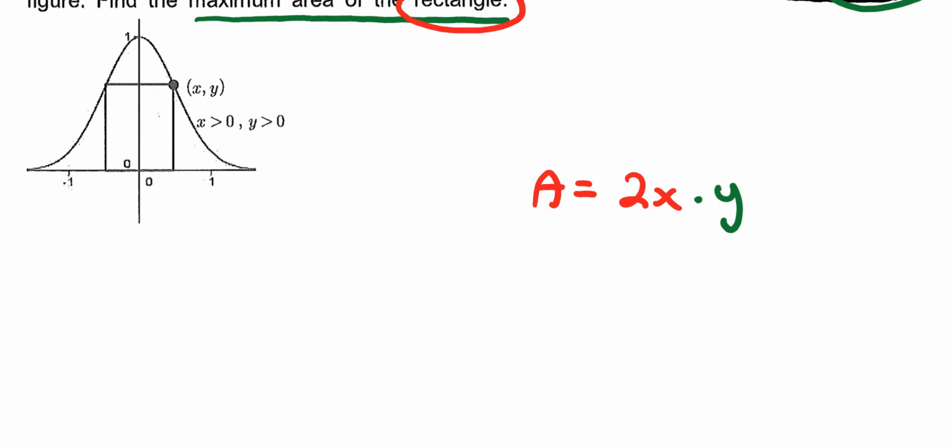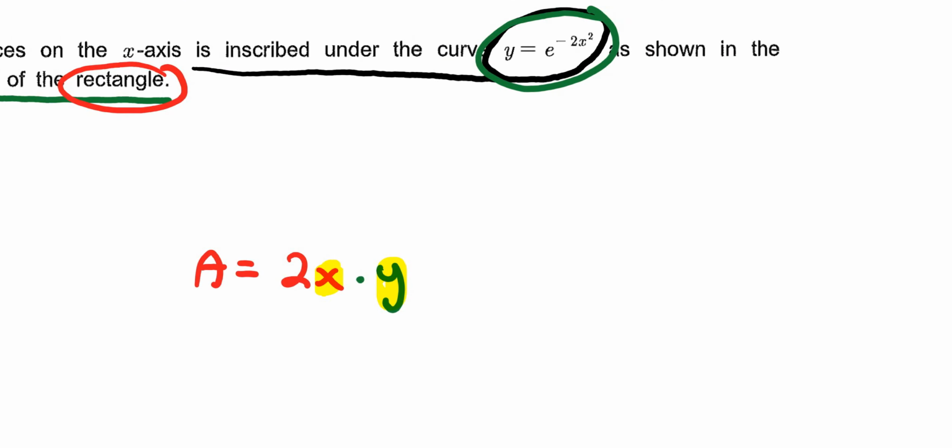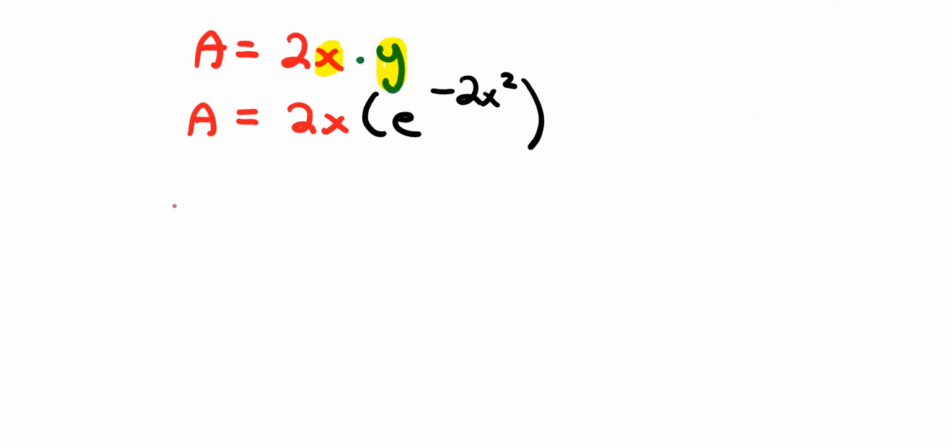After I have my area equation, we want to take its derivative, but there's two variables, x and y, so I need a helper equation. So if I go back to my problem here, this is going to be my helper equation right there. All right, so this is very similar to all the previous problems. We're just giving you an exponential function in this case. So the area is going to be equal to 2x times y, which is going to be e to the negative 2x squared, all in closed brackets. Okay, let's go ahead and take its derivative now.